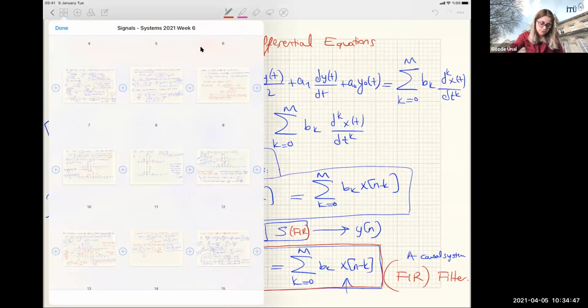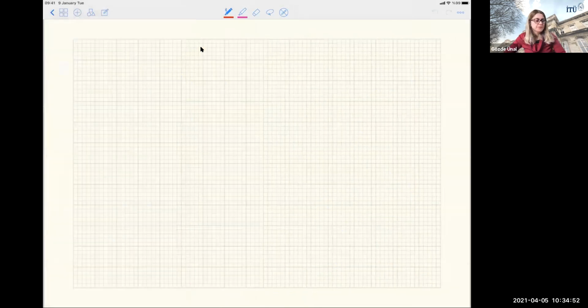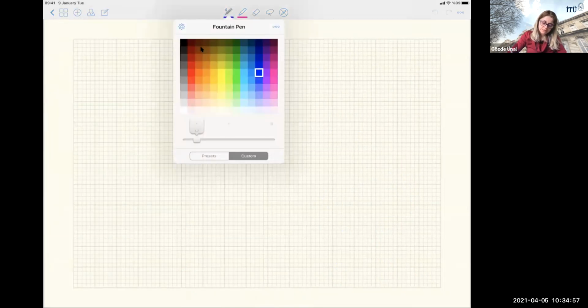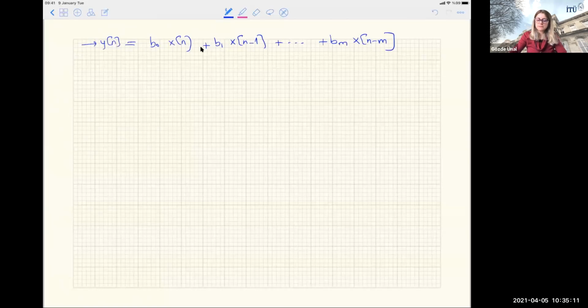So let me just try to add a page here. Okay. So for us, we said y of n equals b0 x of n, okay, plus b1 x of n minus 1, up to bm x of n minus m. So this is the FIR filter I just wrote, okay. Really, x of n goes in, and the FIR filter or system helps us to calculate the y of n.